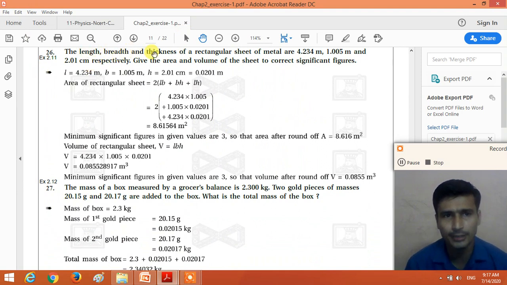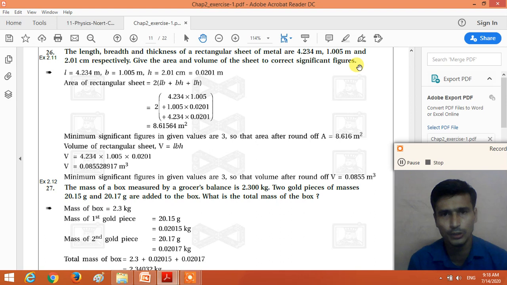The length, breadth and thickness of a rectangular sheet of metal are 4.234 meter, 1.005 meter and 2.01 centimeter respectively. So here the length is 4.234 meter, breadth is 1.005 meter and height is 2.01 centimeter. First we need to convert this centimeter into meter. So 2.01 centimeter is equal to 0.0201 meter. Now give the area and the volume of the sheet to the correct significant figure.